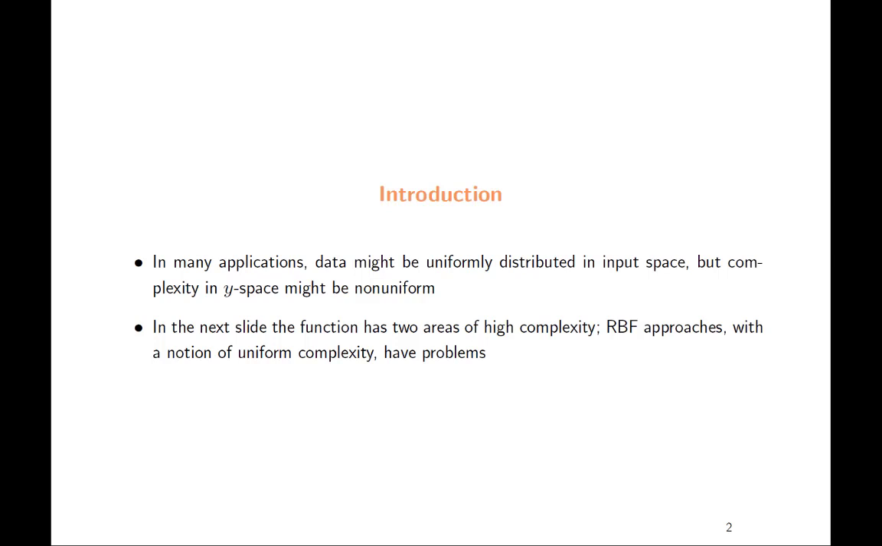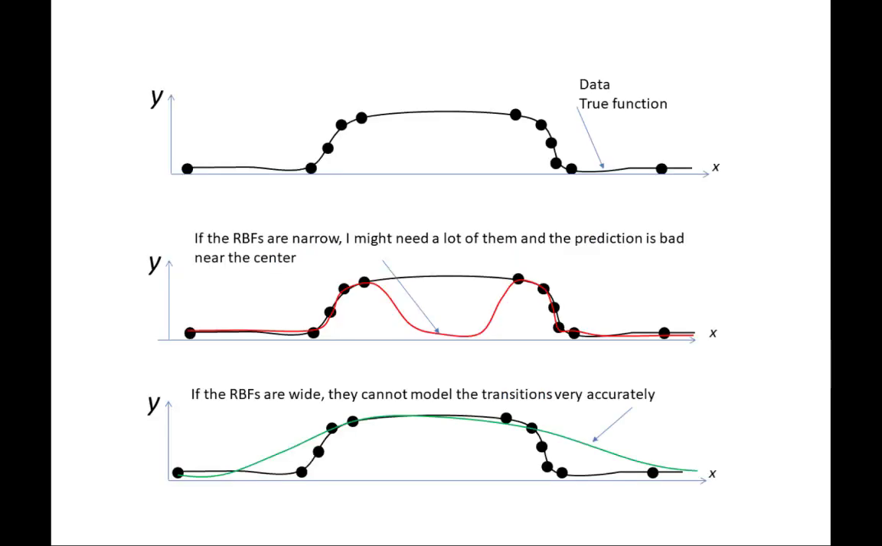So in many applications, data might be uniformly distributed in input space, but complexity in Y space might be non-uniform. The next slide shows an example where the function has two areas of high complexity and where neural networks excel and standard RBF approaches have a problem.